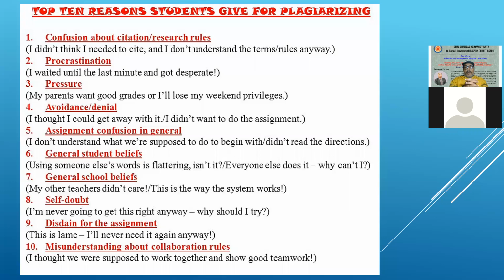Sixth point generally talks about student beliefs. In the general environment, student beliefs are changing. So using someone else's words is flattering, isn't it? Everyone else does it, why can't I? If their cousins are doing it, he or she has done the PhD very easily in the last 2 years, then this imitation comes and the student believes, okay, I can also do it. And they apply the same situation model in their own life also. So it is happening. This is also one reason for plagiarizing, right?